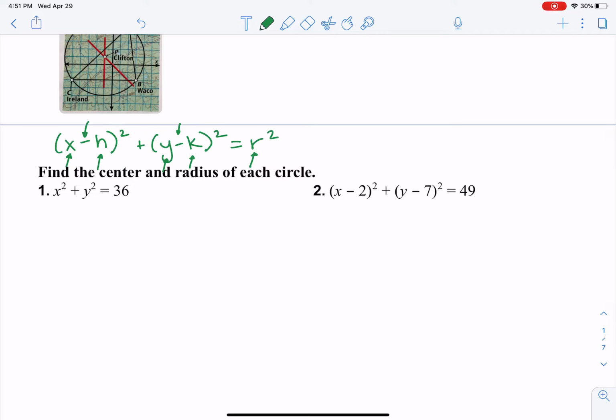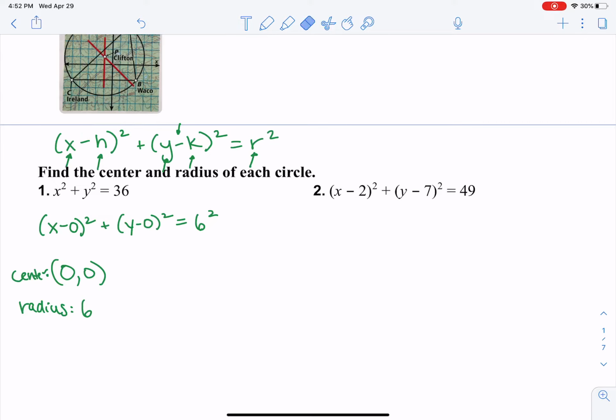each circle. So this one's a little tricky. X squared plus y squared. Basically, x squared is the same as x minus 0 squared, and y squared is the same as y minus 0 squared. And then 36 is the same as 6 squared. So the center is 0, 0, and the radius would be 6. Just matching it up with that formula.